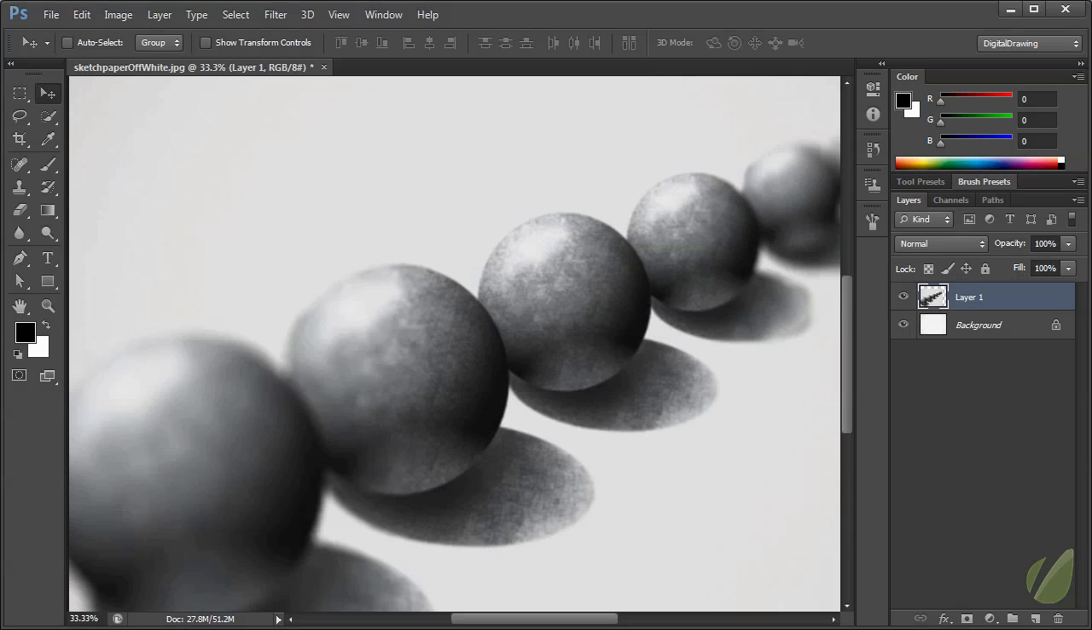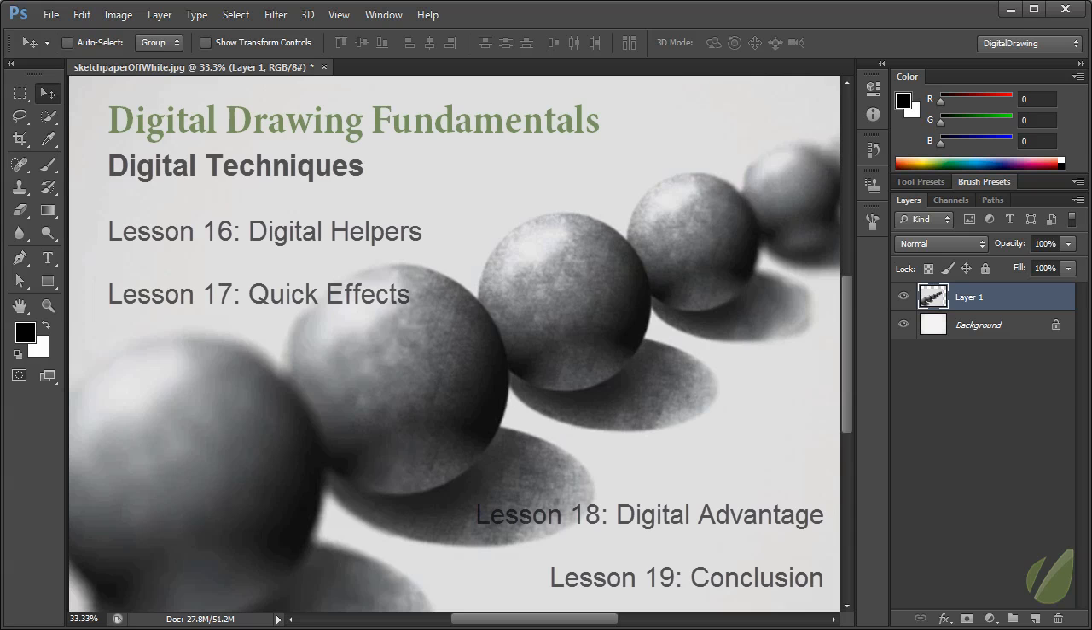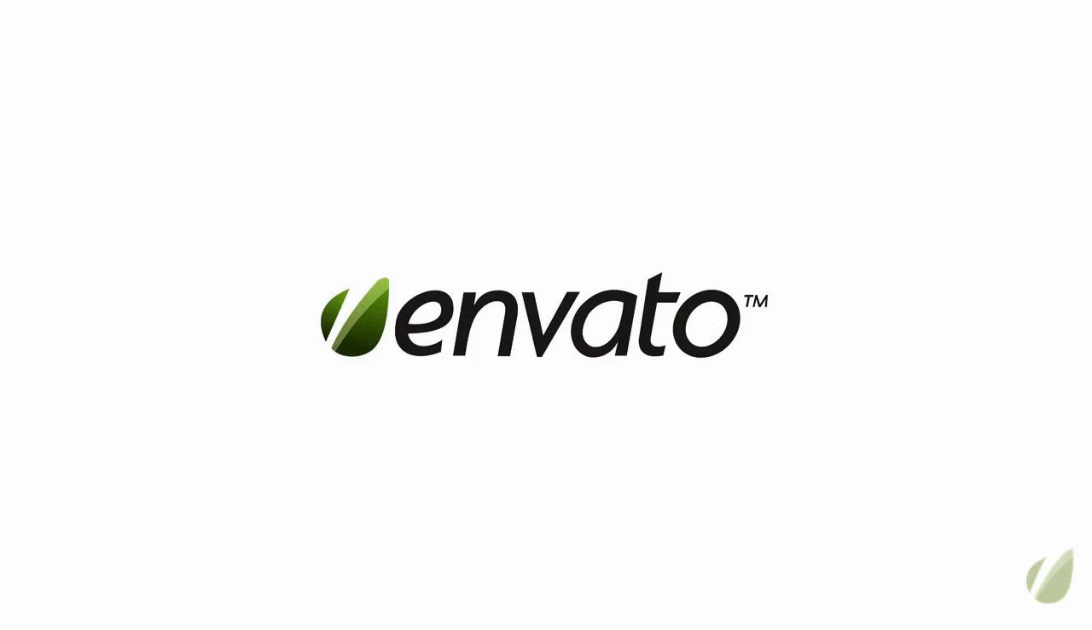And then our fifth and final section is on digital techniques, where we will discuss how to use the digital tools to help you with your drawings with some quick effects, some digital helpers, and even a few techniques that can only be done digitally. So that's really just a quick overview of what you can expect to see in this course.